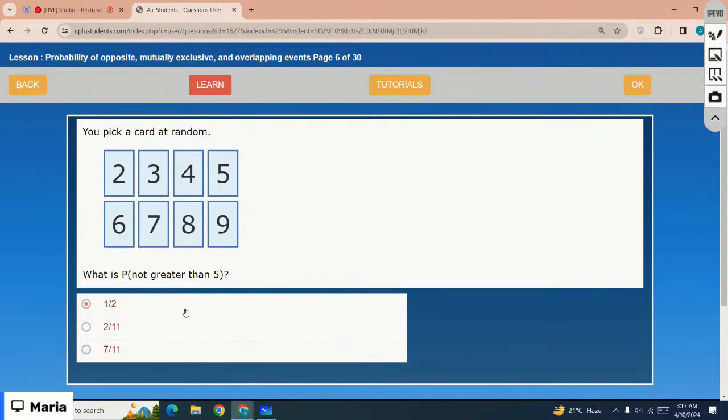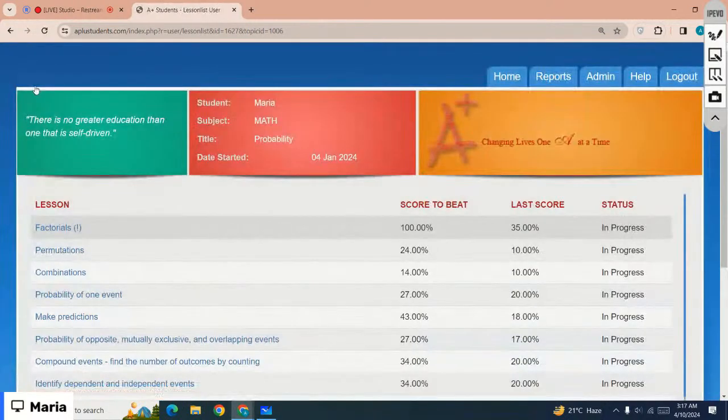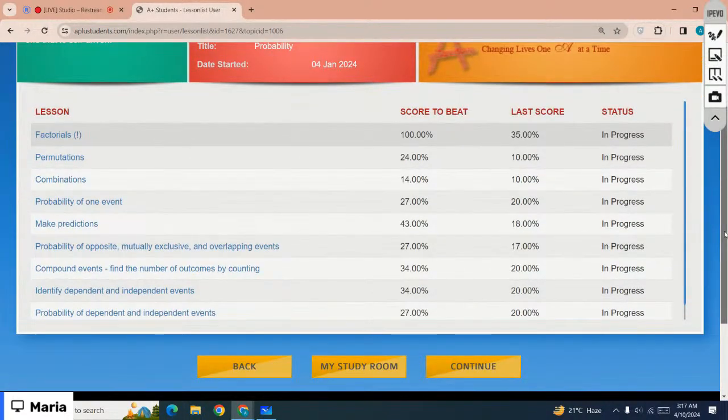Okay, you can complete the lesson by yourself later today. Let's just move on to the next lesson. The next lesson is compound events. Find the number of outcomes by counting.